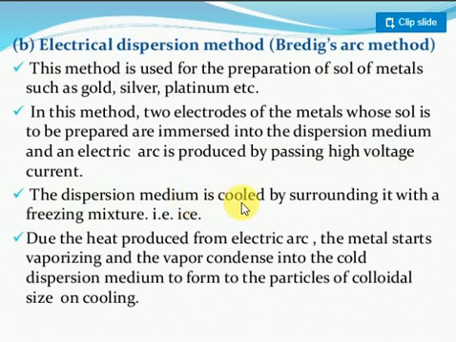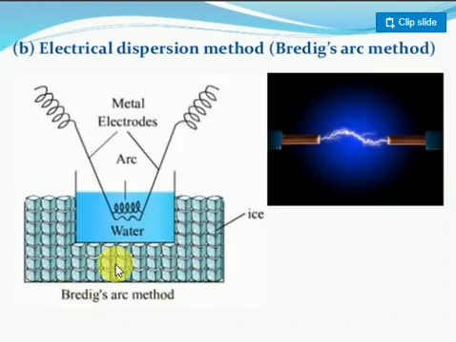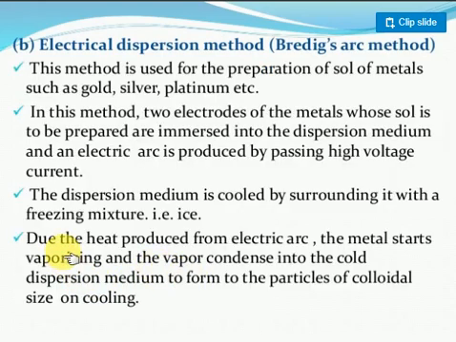The dispersion medium is cooled by surrounding it with a freezing mixture. I already discussed the freezing mixture. Look at this diagram, the freezing mixture is here, which cools the solution. Due to the heat produced from the electrical arc, the metal starts to vaporize and the vapor condenses into the dispersion medium.